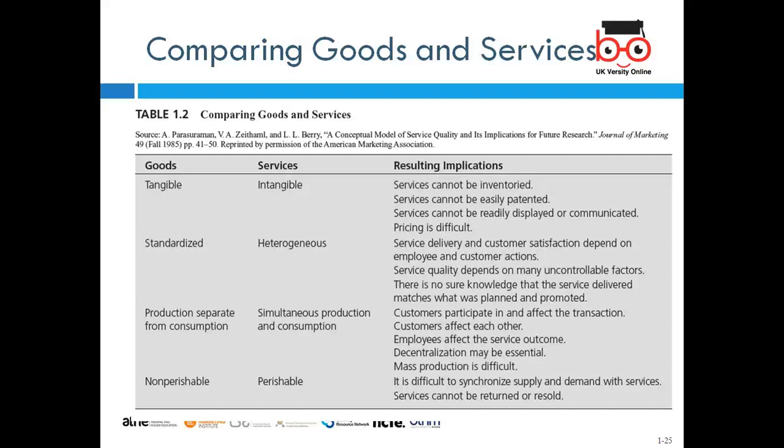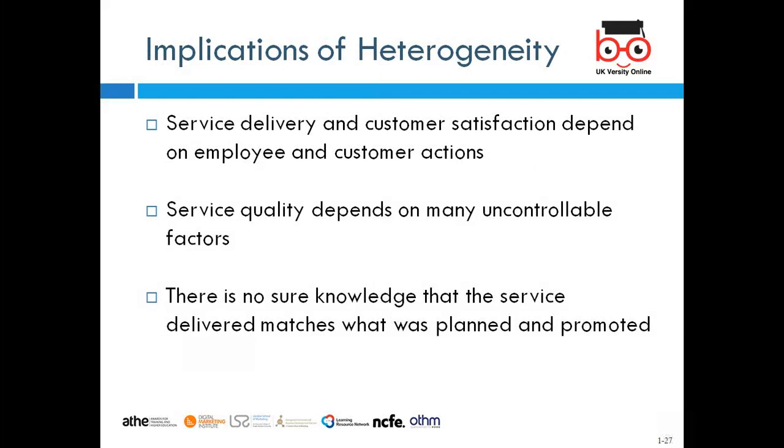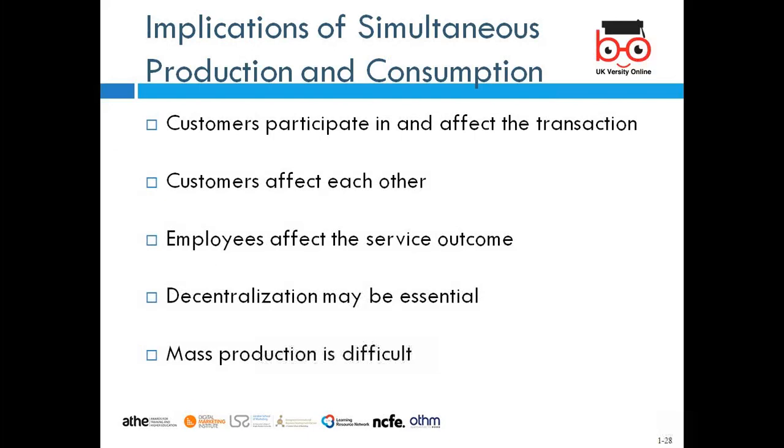Production can be separate from consumption, but for simultaneous production and consumption we need to be focused in terms of the service. The service is perishable. It expires quickly, but goods are non-perishable. Goods are not going to expire quickly. So we need to focus more on this. Service delivery and customer satisfaction depend on the employee and the customer action. The customer participates in and affects the transactions, of course, those dealing with it.